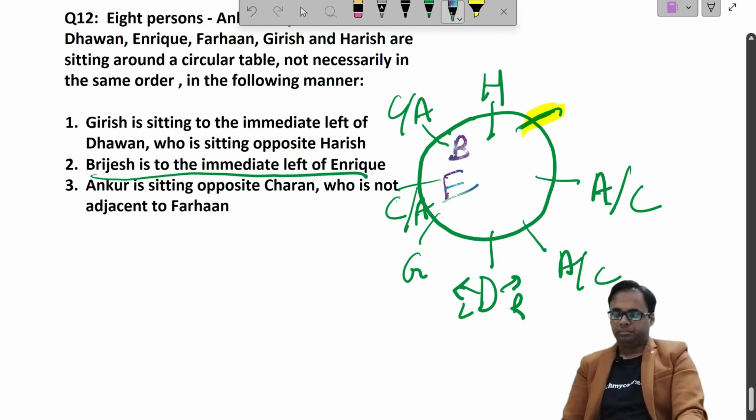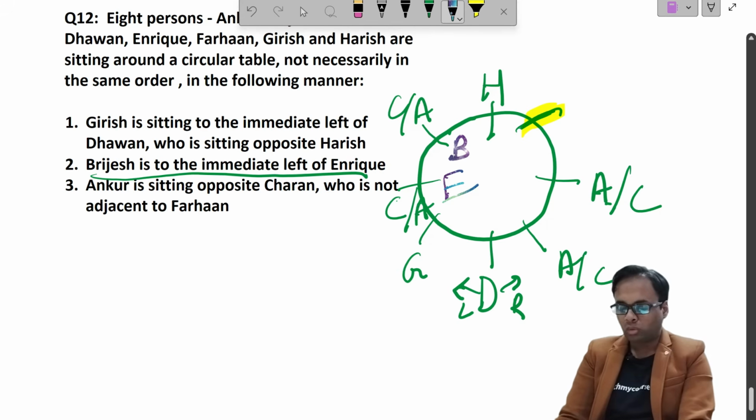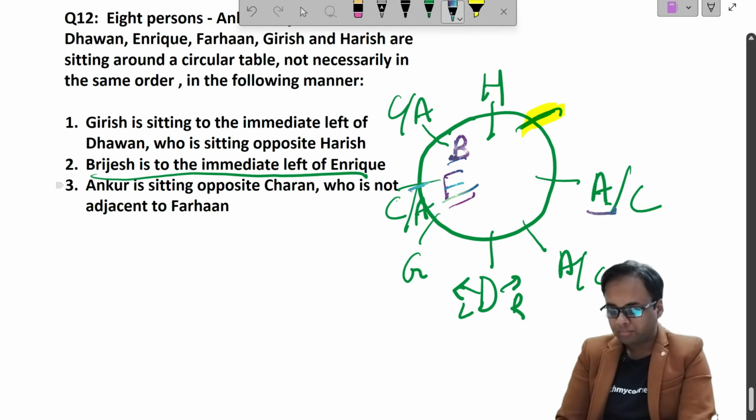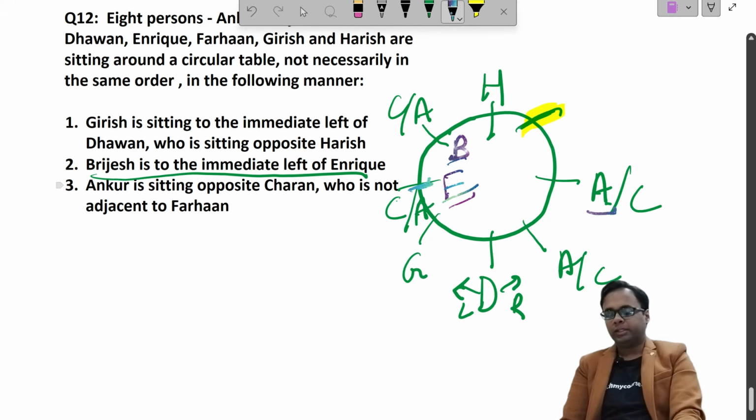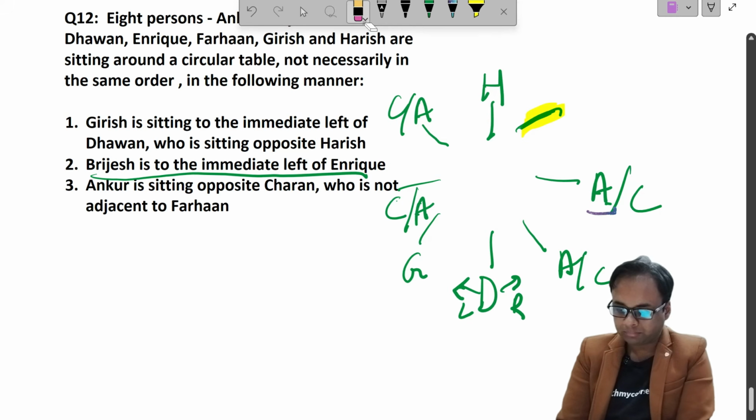Can it be possible? Because A and C have to be opposite each other. So if B and E occupy both these positions, A and C cannot come opposite to each other in any case, because if A is coming here, then C has to come here. So they cannot be sitting like this in opposite direction. So this cannot be true either. B and E cannot be placed like this.